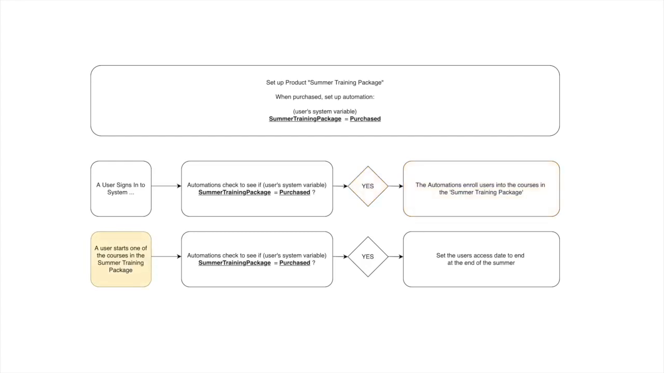Next, when a user starts either of those courses, the system will make sure that if they gained access to the courses by purchasing the Summer Access product, the course access date will be set to expire at the end of the summer.